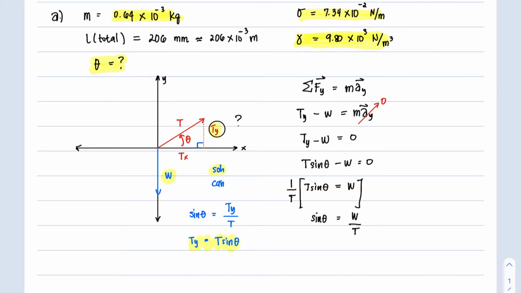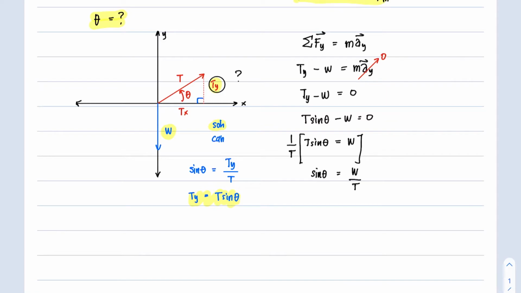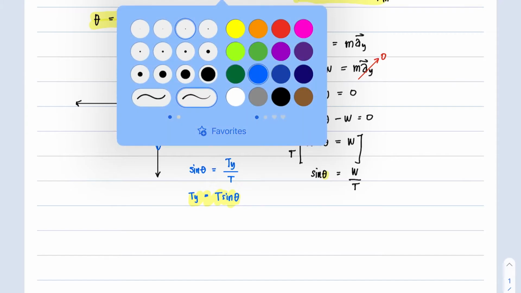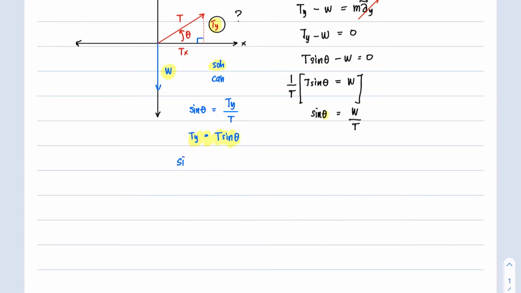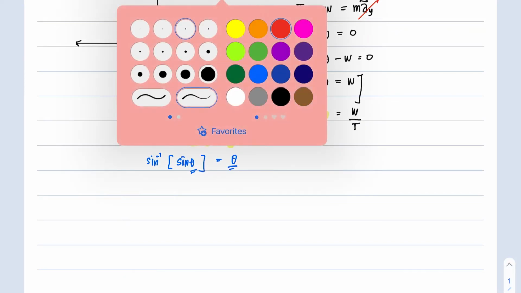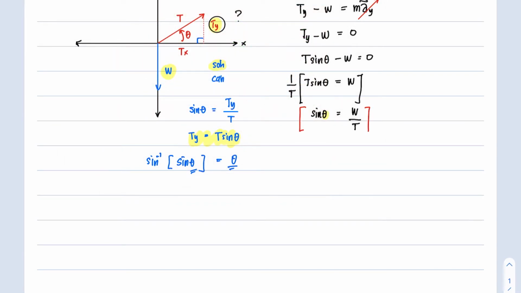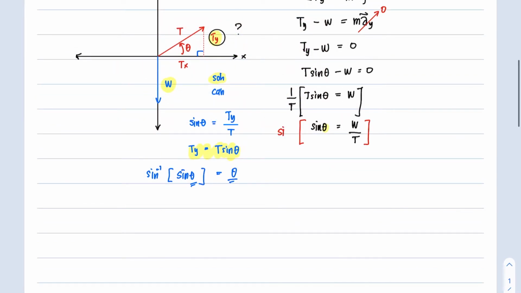W over t. And after that, I want to get rid of sine because I only want to take theta. So again, this is just a recall in your trigonometry class, that when you have the sine of your angle theta and you just want theta alone, what you are going to do is to take the arc sine, or the sine inverse, and that will just give you theta. So that is exactly what you are going to do here. I'm just going to use red for emphasis. I'm going to take the sine inverse of that.